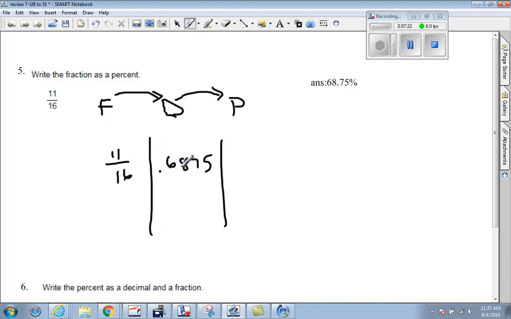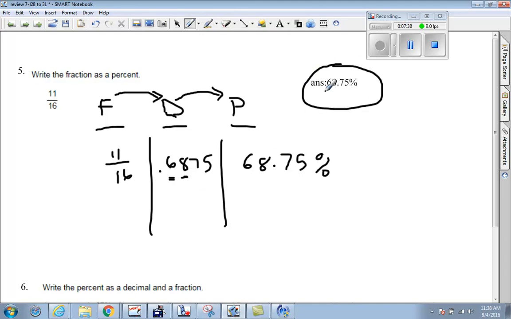And now I got to move to percent. Well, then I just got to slide the decimal 2 units to the right, and voila, I'll have 68.75%. So I always keep that FDP conversion in mind, moving from fraction to decimal to percent. And voila, we have it as a percent. And again, if you think about it, it makes sense. If 11 out of 16 people like the movie, that's a majority. That's more than 50%.